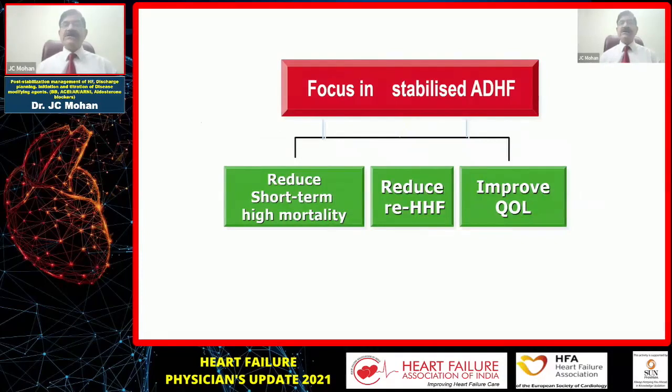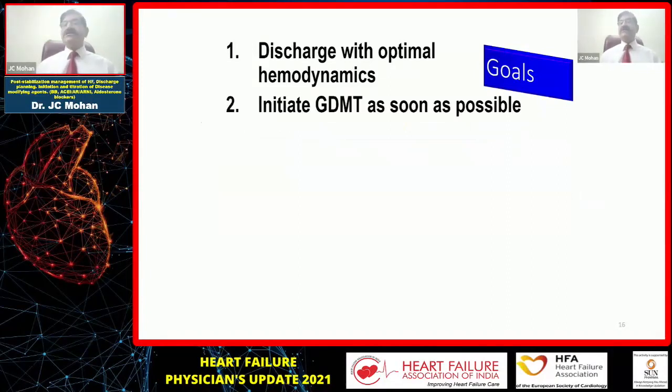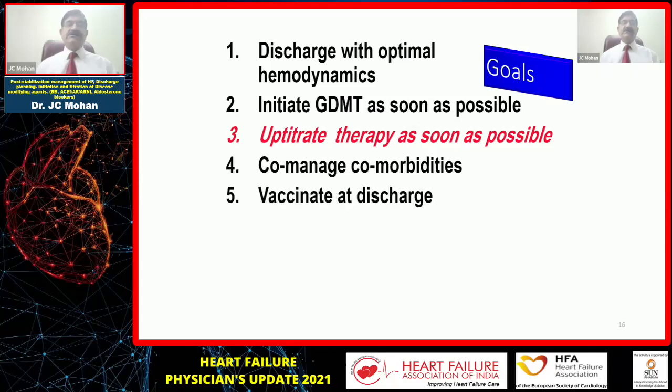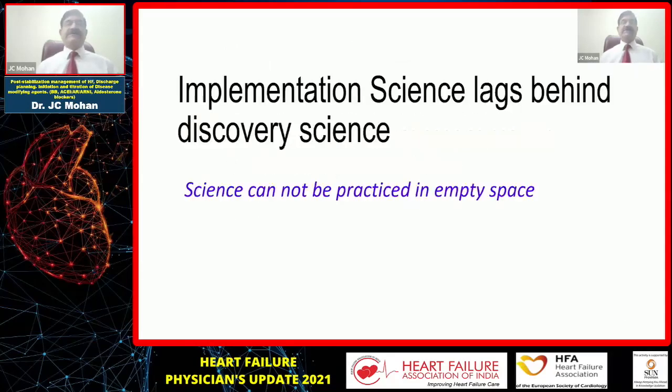However, the focus in stabilized acute decompensated heart failure continues to be to reduce short-term high mortality, reduce rehospitalization, and improve quality of life. So what can we do? Our goals are discharge with optimal hemodynamics, as I discussed, initiate guideline-directed medical therapy as soon as possible, up-titrate therapy as soon as possible, within 4 weeks if possible, if not within 8 to 10 weeks, co-manage comorbidities like diabetes, hypertension, renal dysfunction, anemia, vaccinate at discharge, and consider device therapy with the previous history of HFrEF.